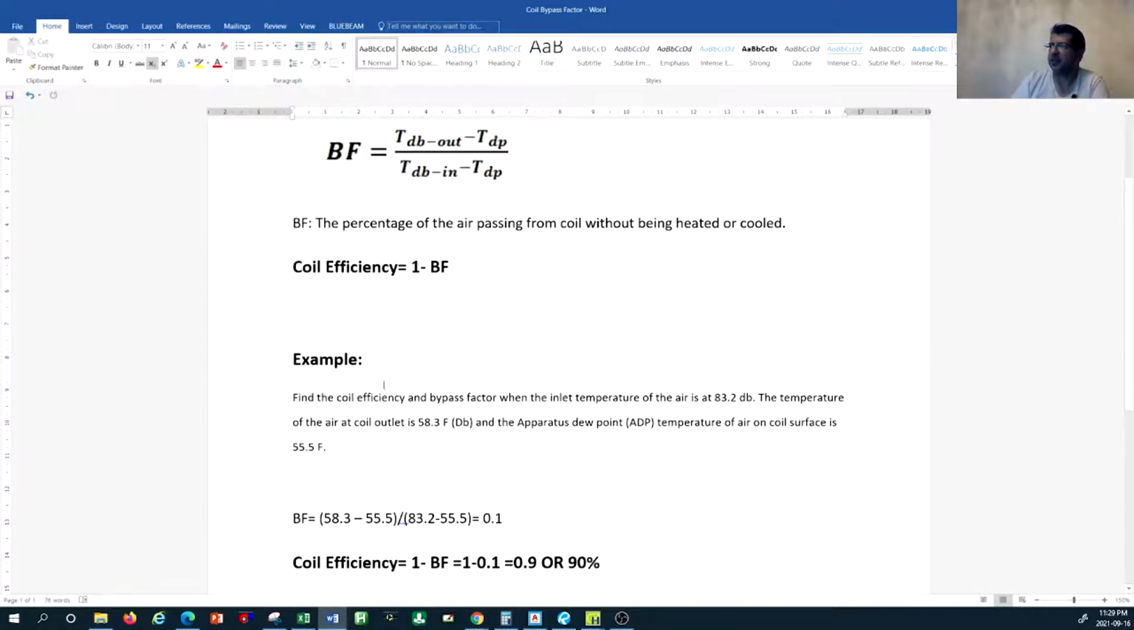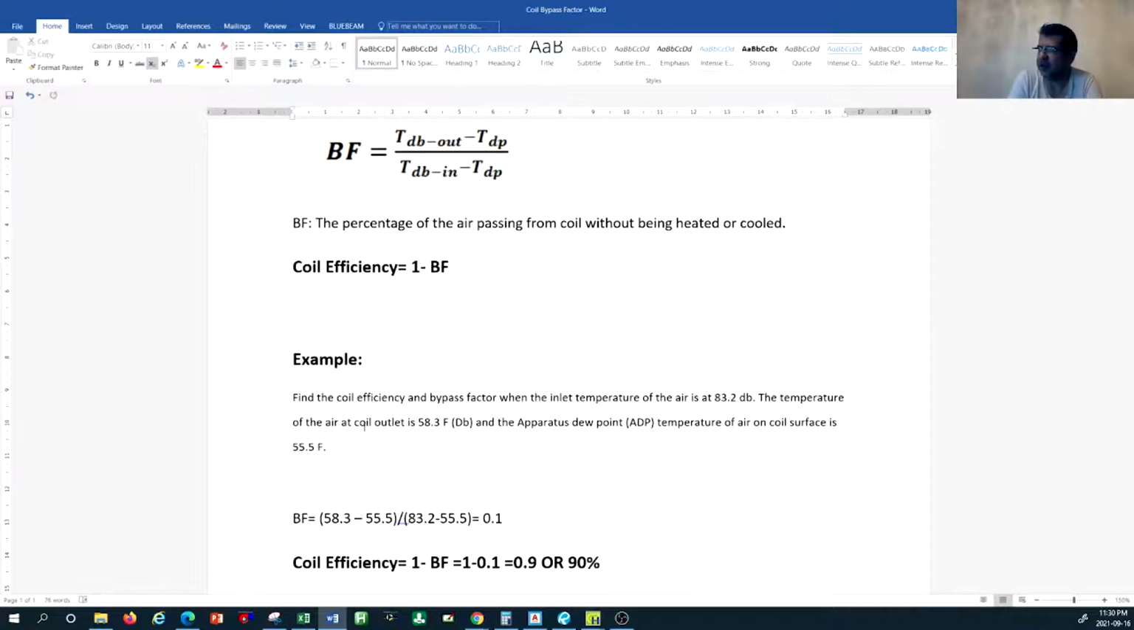So let's look at an example here. Let's find the coil efficiency and bypass factor when the inlet temperature of the coil is 83.2 dry bulb temperature. Remember that if you're dealing with the air handling unit, you have a mixture of the outdoor air and the return air from the space. So you're sending the mixture of air into the cooling coil. And the temperature of the air at the coil outlet side, after you treat the air and condition it, is 58.3 degrees Fahrenheit dry bulb.